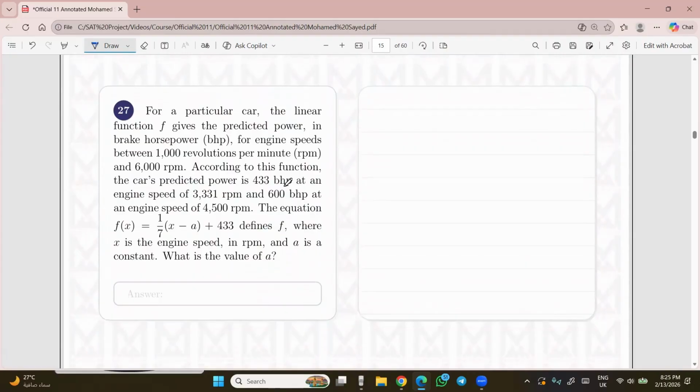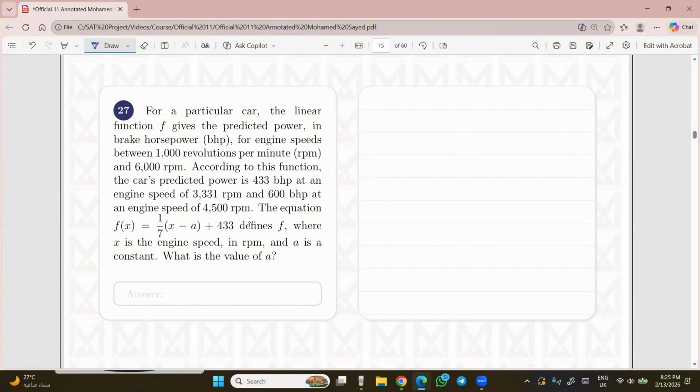And our last question in this module: for a particular car, the linear function f gives the predicted power in brake horsepower, bhp, for engine speeds between 1000 revolutions per minute, RPM, and 6000 RPM. According to the function, the car's predicted power is 433 brake horsepower at the engine speed of this.